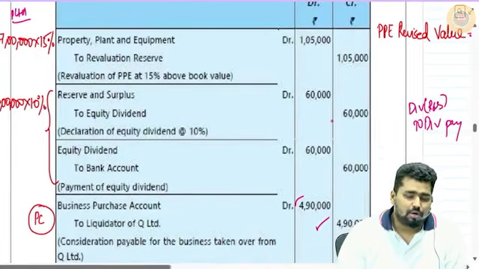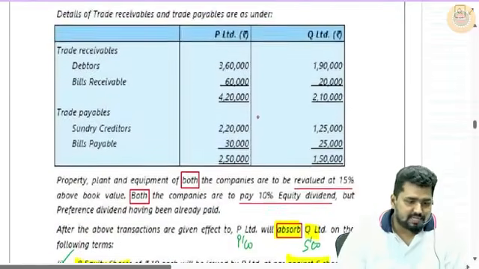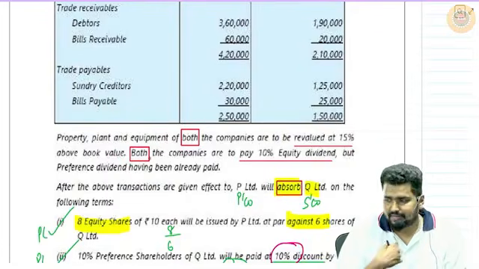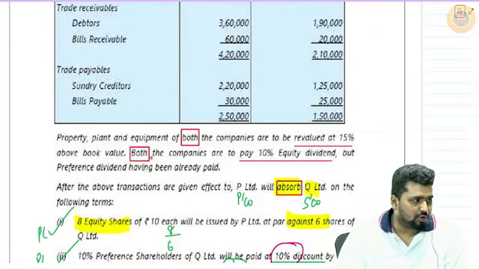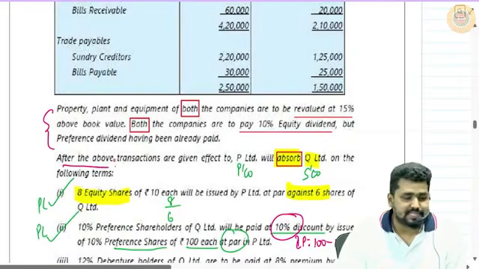So which company are we? P Limited. What is P Limited paying? Equity. They have given a 10% equity dividend. Preference is already paid, don't worry. Clear? They are telling about both companies. So we are the purchasing company, and in our books also we have to do it. And more importantly, only after this does the amalgamation take place. That's why these entries are passed first.